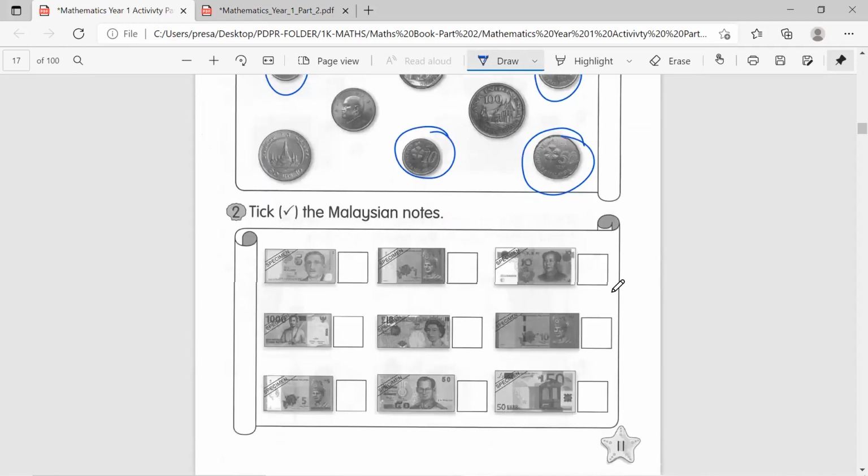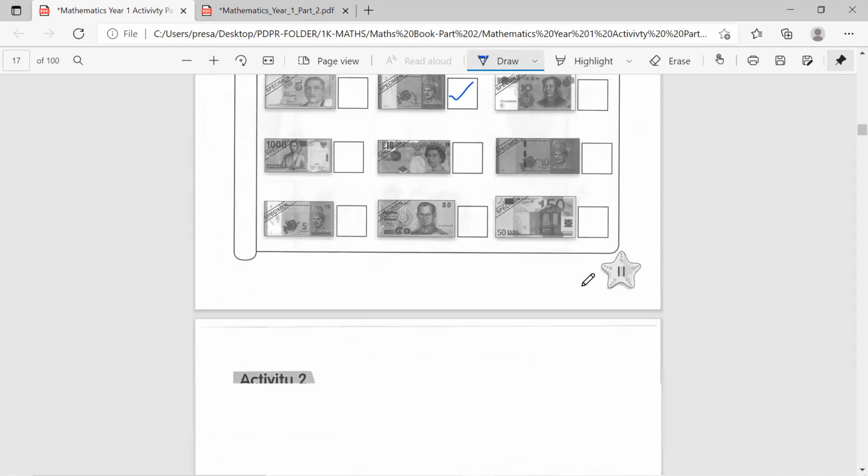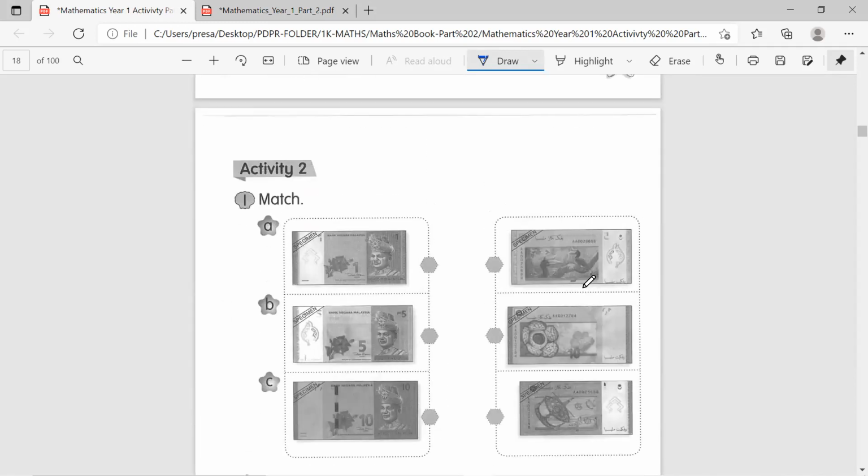Okay, and the same goes for Malaysian notes also. You identify which are Malaysian notes and put a tick. For example, this is a Ringgit Malaysia 1, right? Put the tick in the box. Now move on to activity 2.